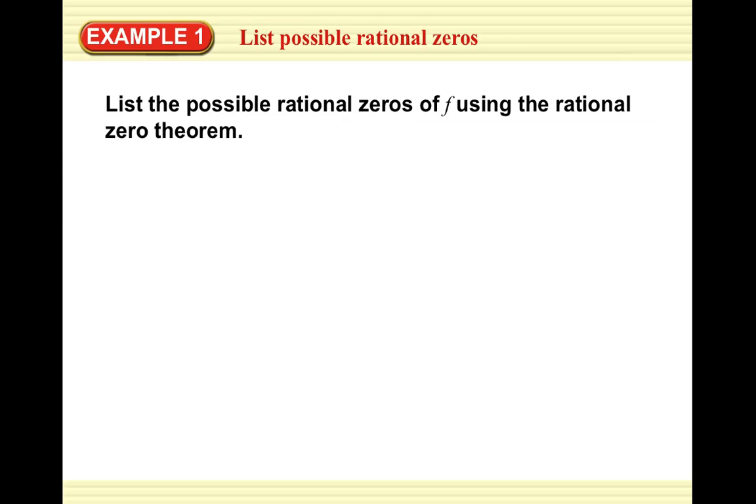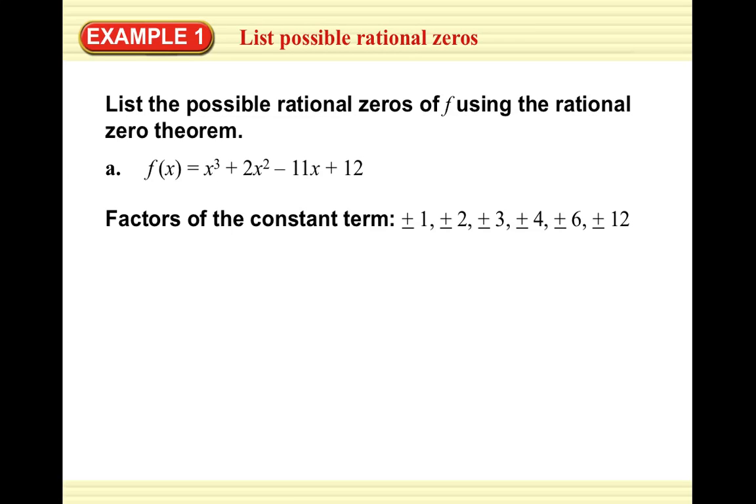Our first example of listing the possible rational zeros: we want to list the possible rational zeros of the function using the theorem. And here's our first function. So f of x is equal to x cubed plus 2x squared minus 11x plus 12. So we are focusing on the constant and the leading coefficient. So the constant is 12. So the factors of 12 would be 1, 2, 3, 4, 6, and 12.